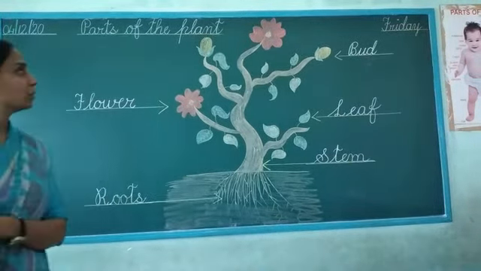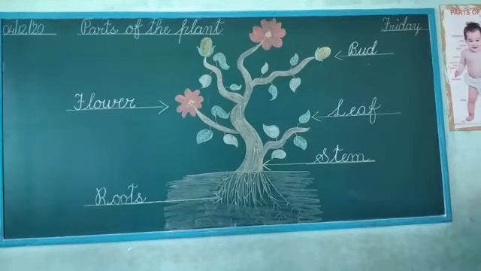Okay. So today we have to learn parts of the plant. Parts are bud, leaf, stem, flower and roots. I hope you all understand. Please read in your textbook.